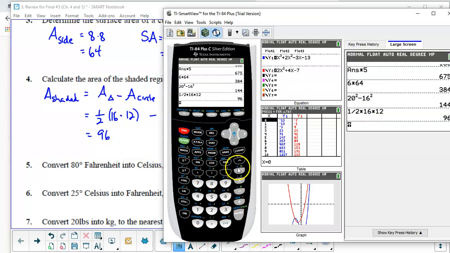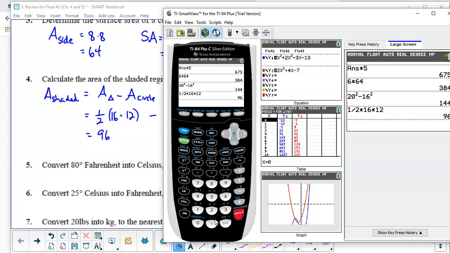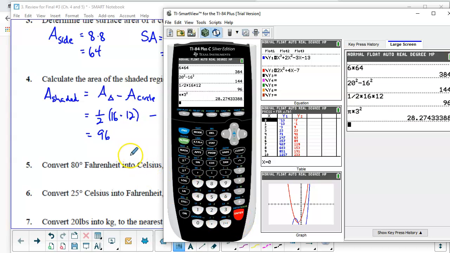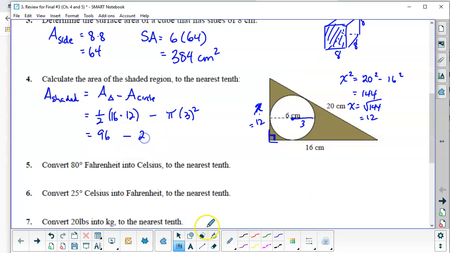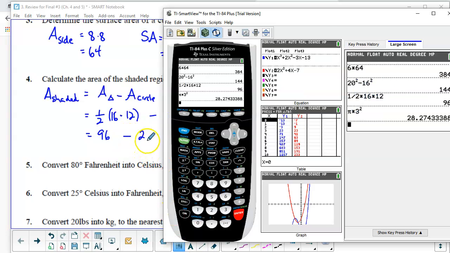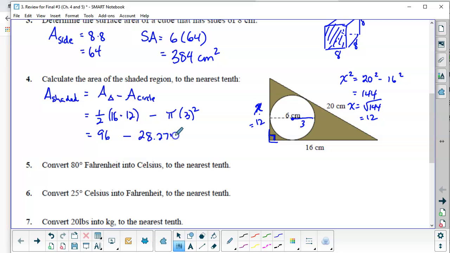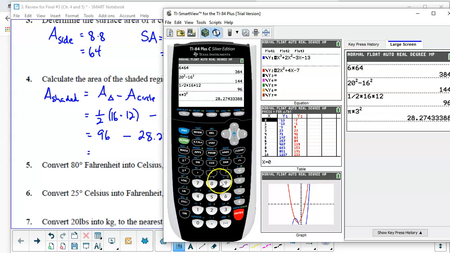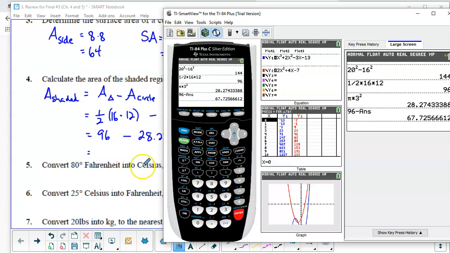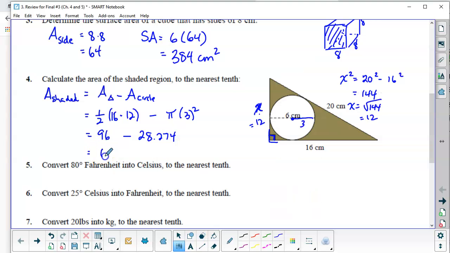Then pi times 3 squared, which is 9. So you could do that in your head. 28.274. Yeah, 28.274. I'll go to a few decimal places and then round it at the end. So now 96 minus that answer is 67.7 centimeters squared.